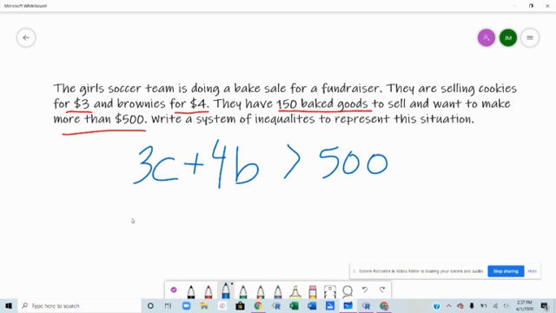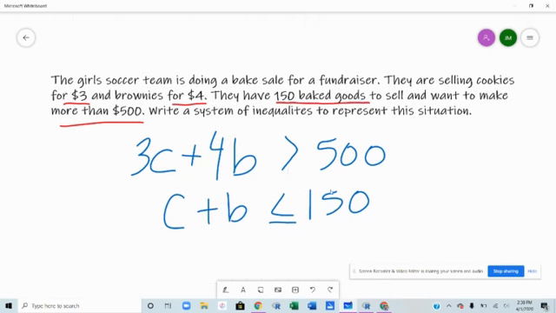The next one is all of our baked goods together. So our cookies plus our brownies. It says they have 150 baked goods to sell. So that's kind of like the money that we had to spend. Can they sell more than they have? No. Could they sell exactly how many they have? Yes. So their cookies and their brownies should be less than or equal to the amount that they have. Okay?